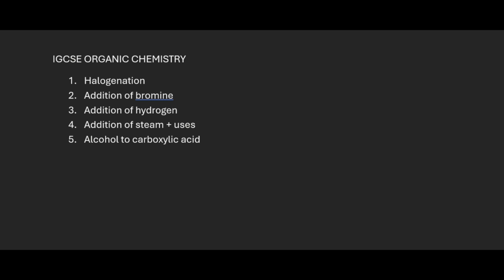Okay, next we have addition of bromine. So this is basically halogenation of alkenes. In this case, we will be adding bromine to an alkene. Let's say we have ethene. I'm sure you guys know the structure of ethene, and the general formula is C2H4. If you add that to bromine, the double bond will open up, and this will basically form 1,2-dibromoethane.